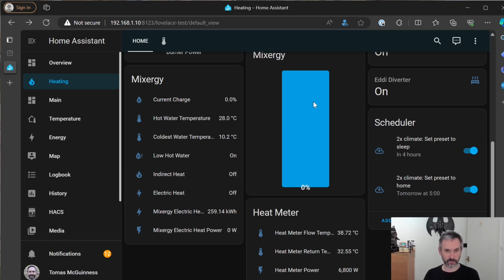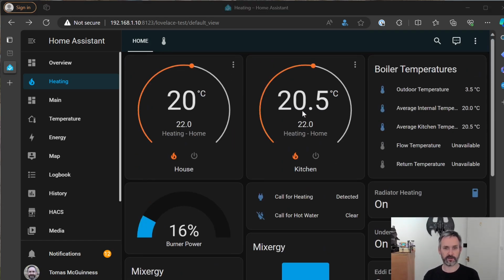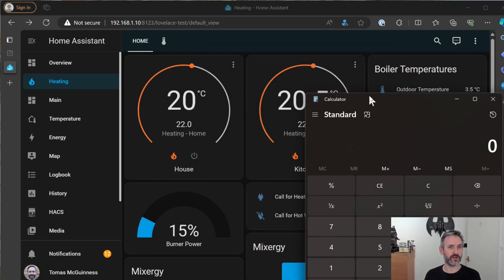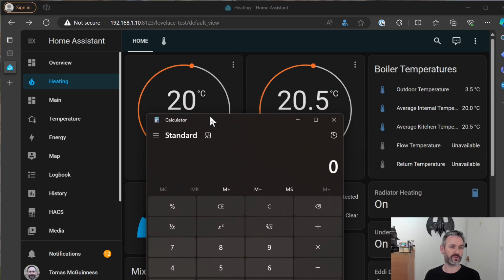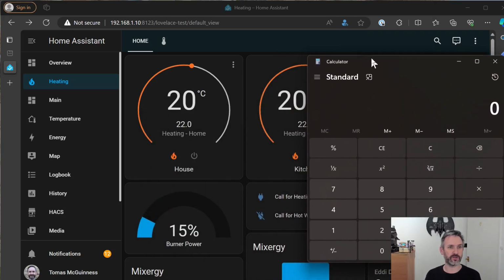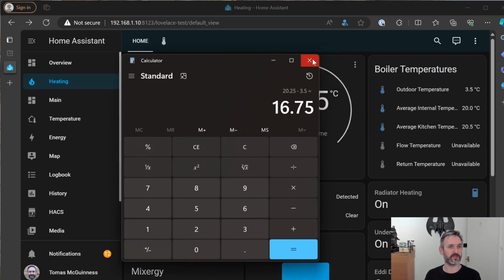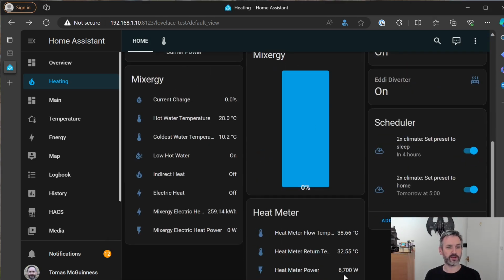So if I just do some quick maths, we're going to bring a calculator up, and I'll bring that into view. So what we're saying is if we've an outside temperature of 3.5, and we'll split the difference there, we'll call that 20.25. I don't think it really matters. So we'll say 20.25, and we'll take away the 3.5. That gives us a temperature difference of 16.75. Let's just call it 16.5 for argument's sake. And the heat meter now says we're putting in 6.7.